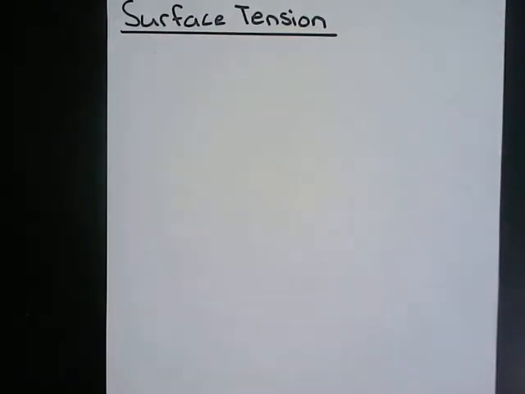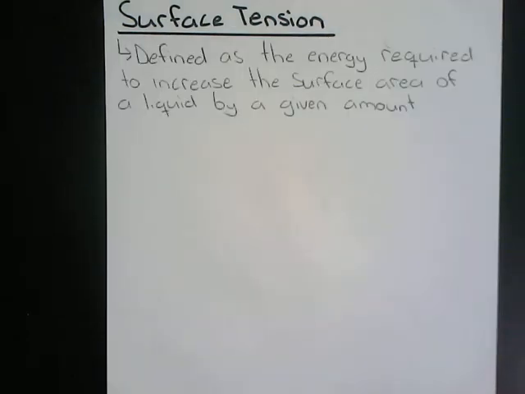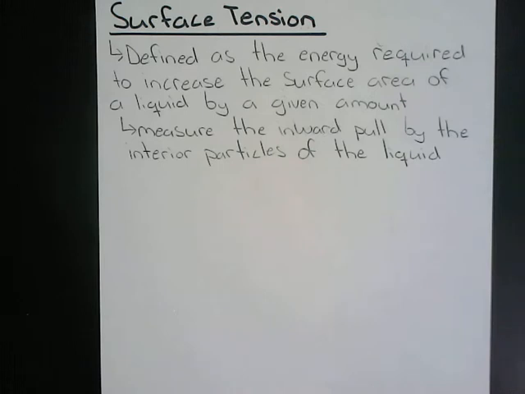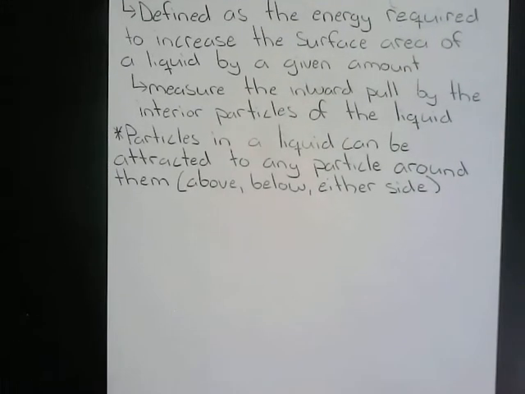So surface tension is defined as the energy required to increase the surface area of a liquid by a given amount. And so what it's doing is actually measuring the inward pull by the interior particles of a liquid. So with a liquid, we have to remember that particles can be attracted to any other particles around them. That means particles above them, below them, and to either side, a liquid particle can be attracted to. And so surface tension is a result of the unequal intermolecular forces that exist within the liquid.